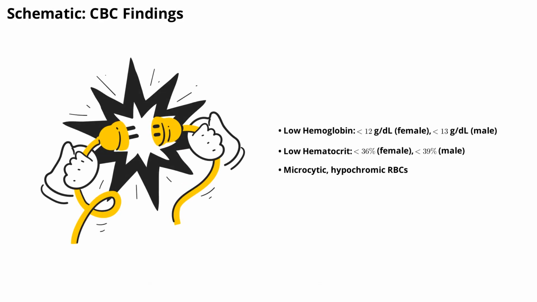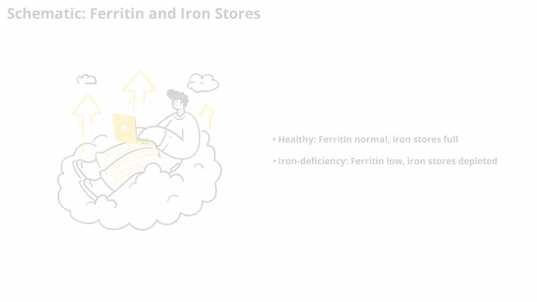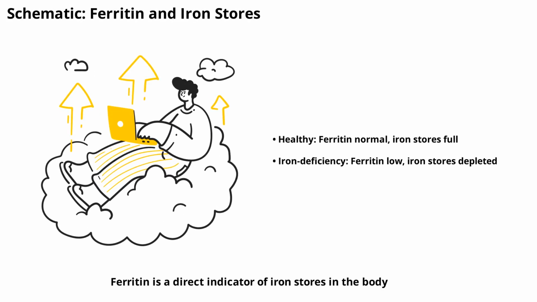The complete blood count in iron deficiency anemia typically shows low hemoglobin and hematocrit, along with microcytic and hypochromic red blood cells. These findings are essential for initial diagnosis and monitoring response to treatment. Ferritin is a direct indicator of iron stores in the body. In iron deficiency anemia, ferritin levels drop before other blood changes are seen. Visualizing this relationship helps understand why ferritin is such a sensitive marker.